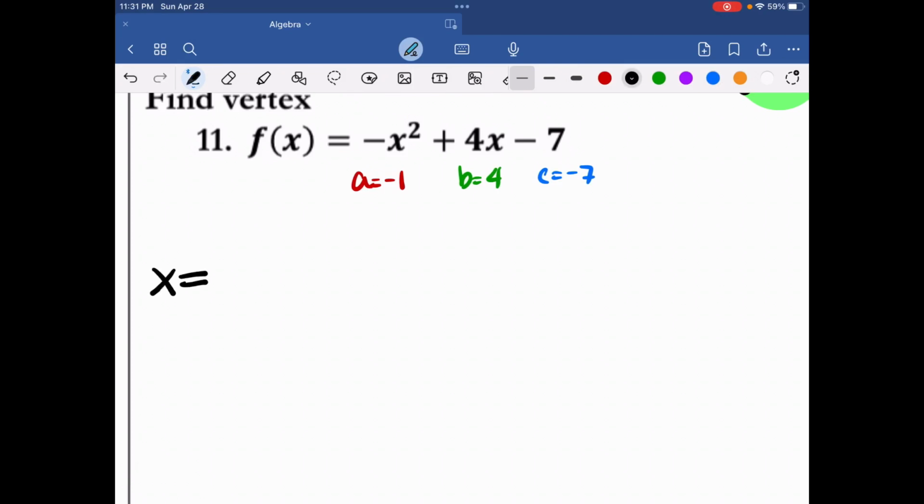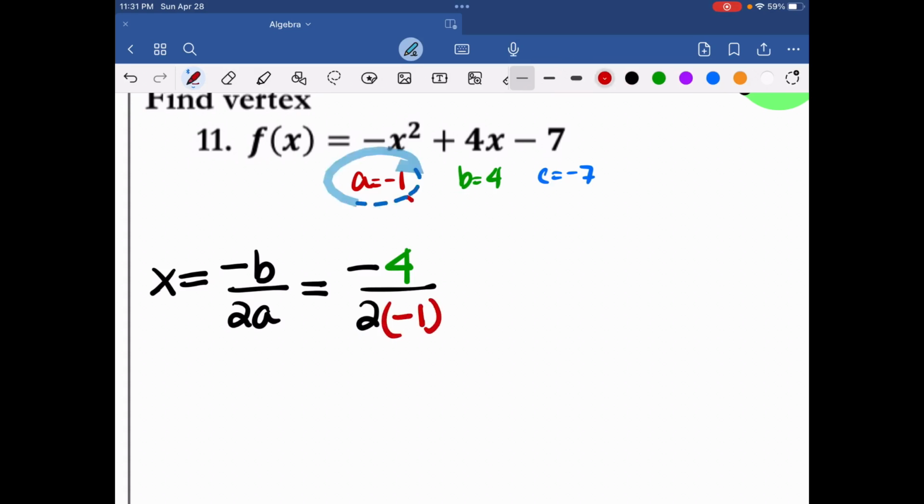x equals negative b over 2a. That's the formula. So now we're going to do negative and then put b. That would be the 4. And then on the bottom, put 2 and a. A is a negative 1. Don't forget, it's negative 1 that goes in there.